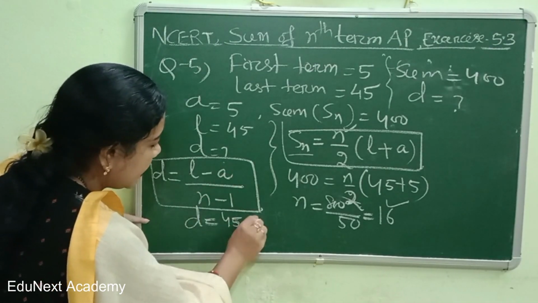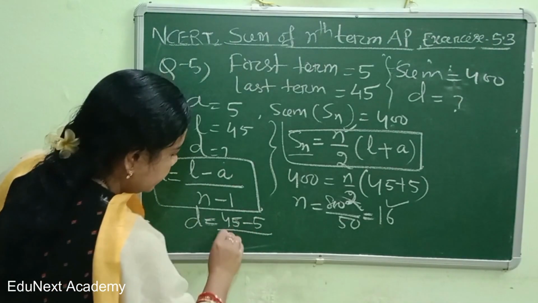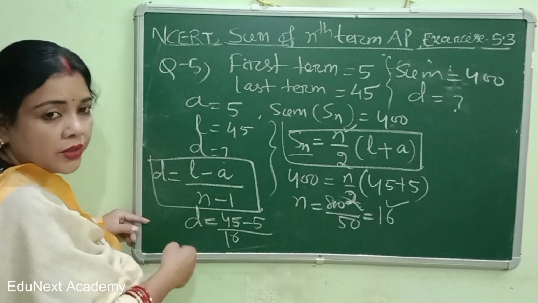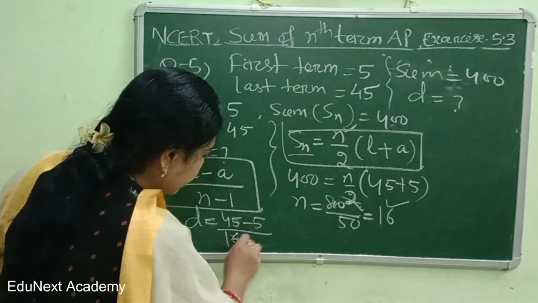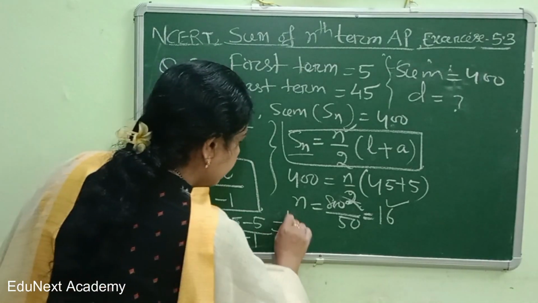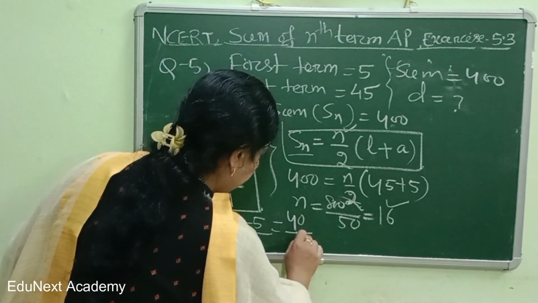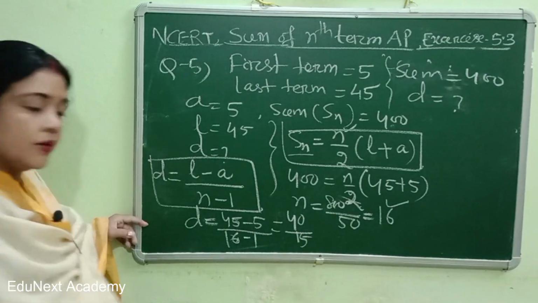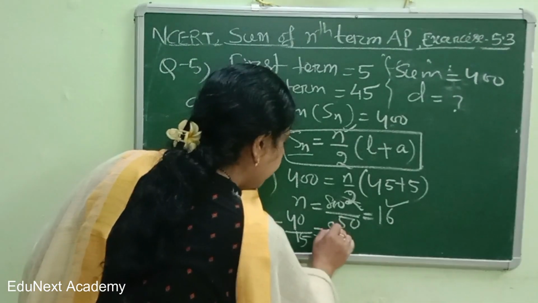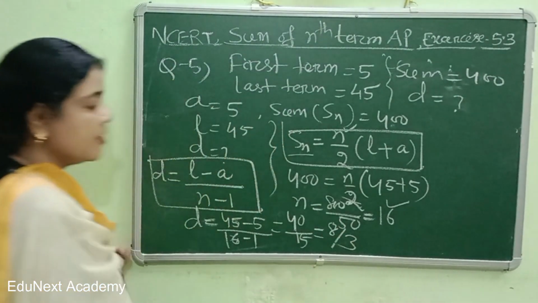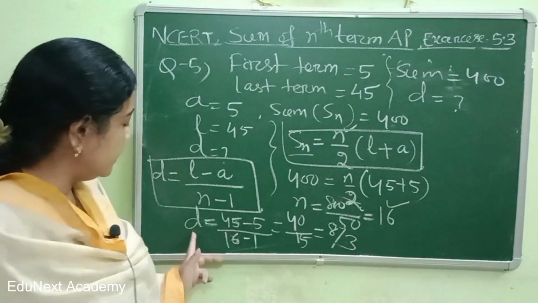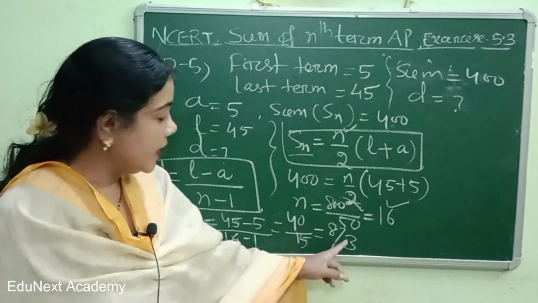A is given 5 and L is 45, and you found out here n is equal to 16, then multiply. That is 40 by 15. So after solving you will get 8 by 3. So here the common difference is 8 by 3.